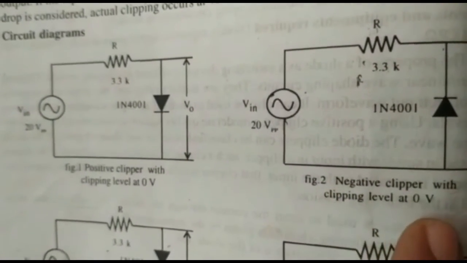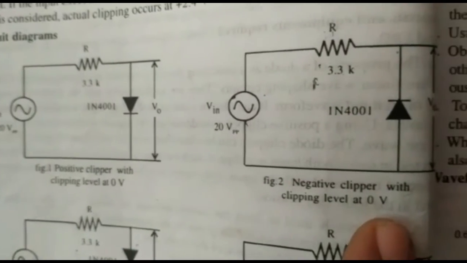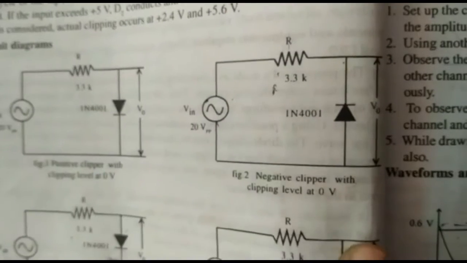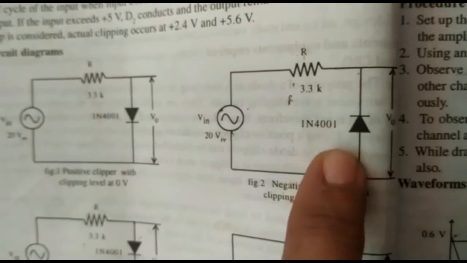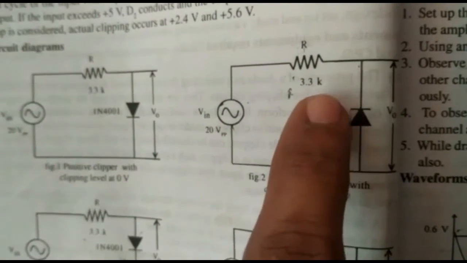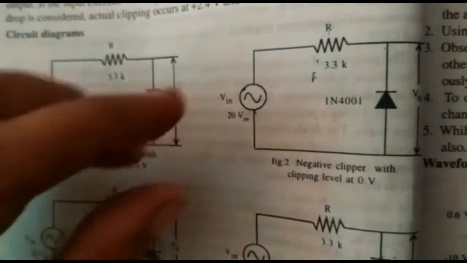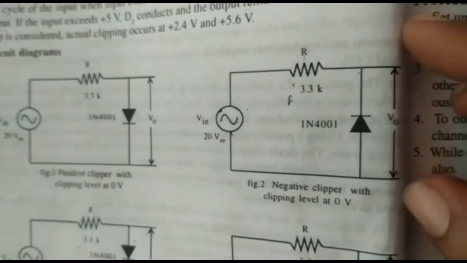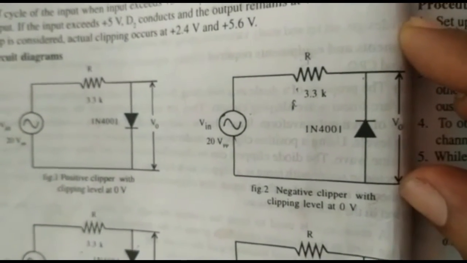The next one is the negative clipper with a clipping level at 0 volt. Here the only difference between the positive and negative clipper is that the diode is connected reversely. That is, the cathode side of the diode is connected to the resistor. This circuit passes only positive going half waves of the input to the output. All the negative half cycles are bypassed. A 20 volt peak to peak sine wave is the input and the output is taken across the diode.